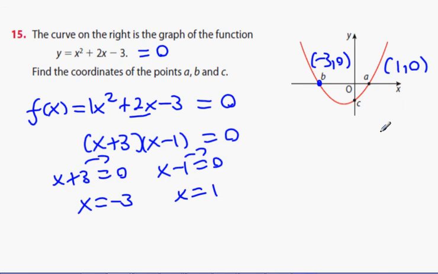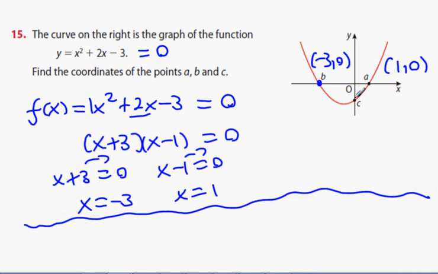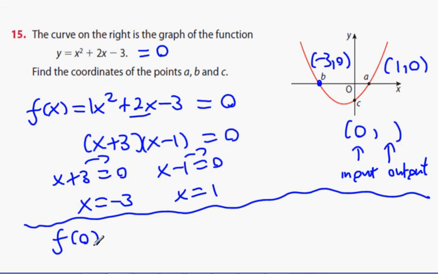Now we only have one point left to find. What's the point we have left to find? 0 something. C. It's 0 something. Brian is dead right. What's the input this time? The input is 0. We want to find what the output is. So we're going to replace all x's with zeros. 0 squared plus 2 times 0 minus 3. And what does that equal? Minus 3. So the output is minus 3.